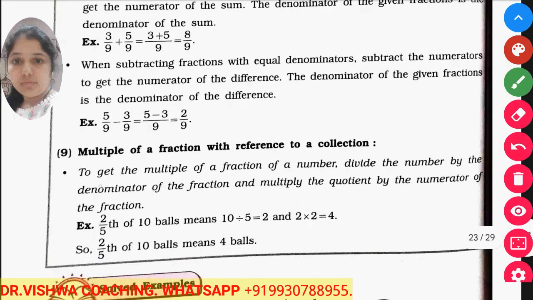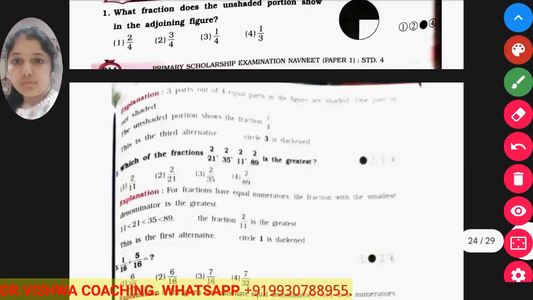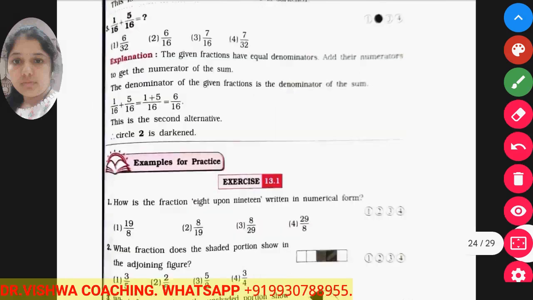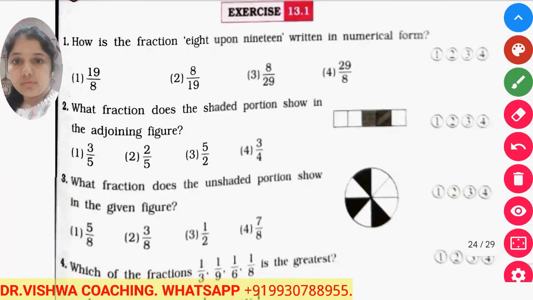Okay, multiple of the fraction with reference to collection. So if I say 2/5 of the 10 balls, now here what we do, we divide this quantity 10 by this denominator, and whatever answer we get, we multiply it with the numerator. I will show you when the problems come. Okay, now we'll move to the practice exercise.